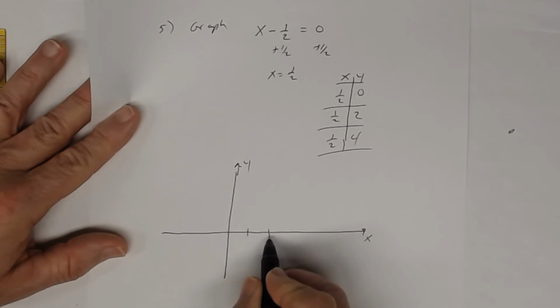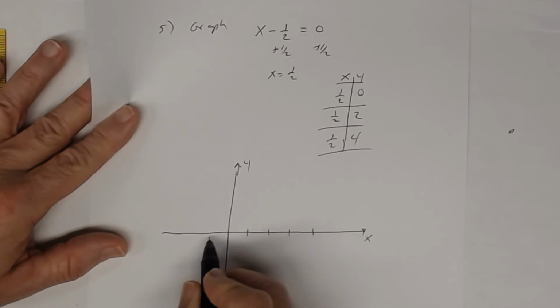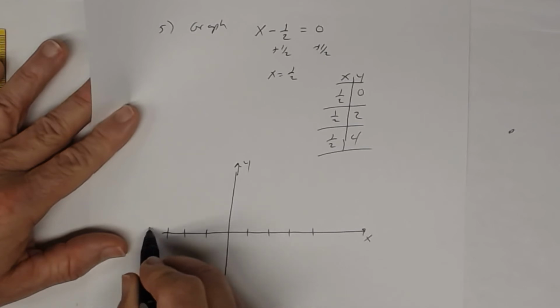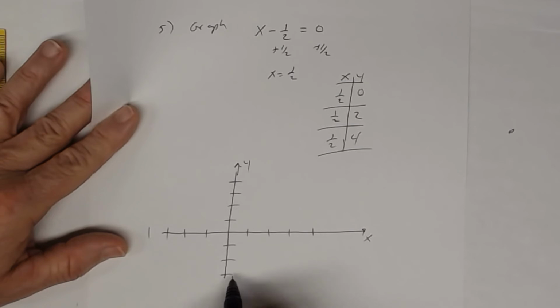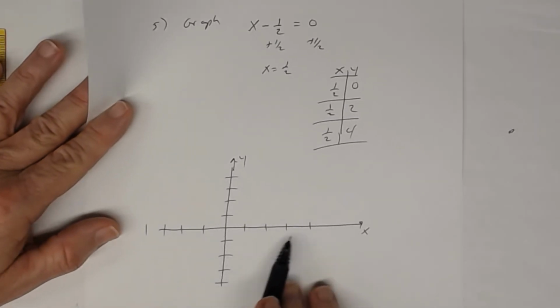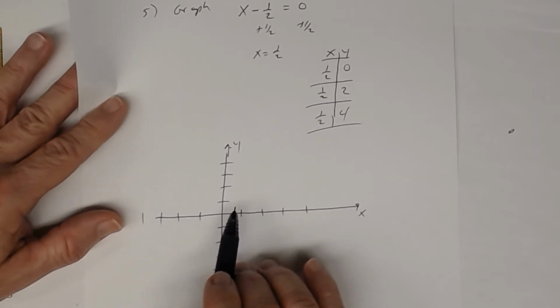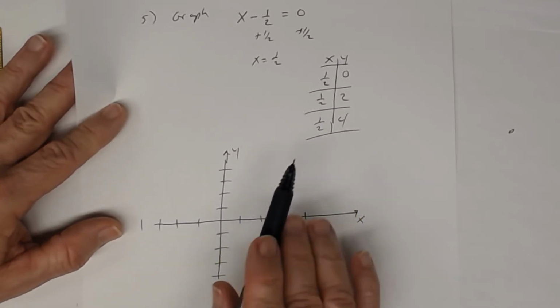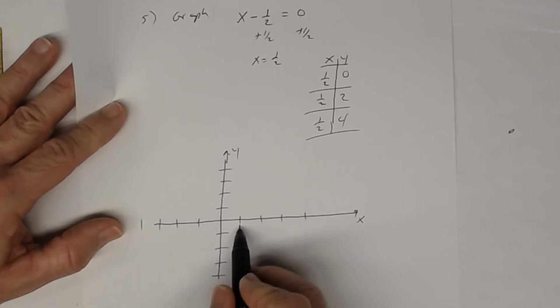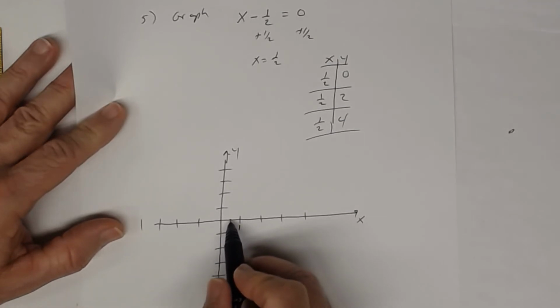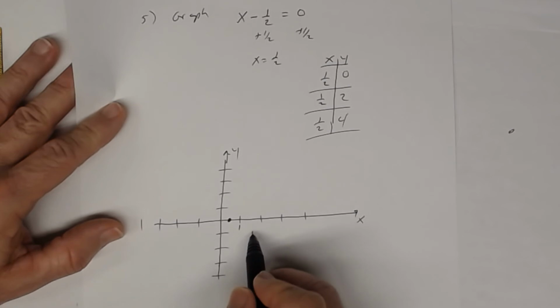Here's 1, 2, 3, 4. I didn't scale it well. I should have. So 1/2, 0. Now be careful. That's 1/2. It's not an integer. It's a fraction. So if this is 1 right here, then 1/2 is here, right? In the middle, between 0 and 1. So 1/2, 0 is right here.